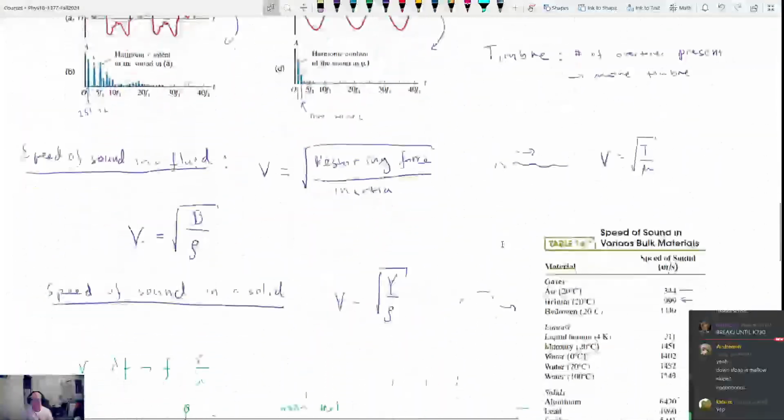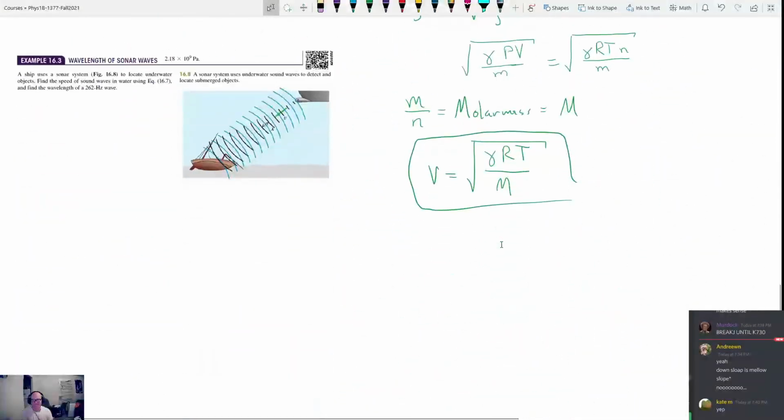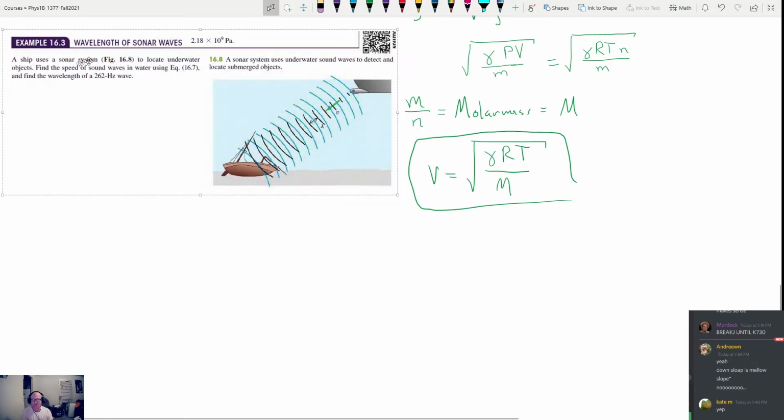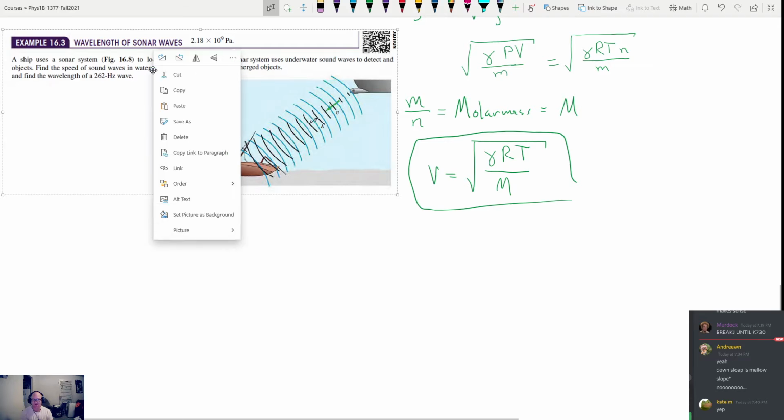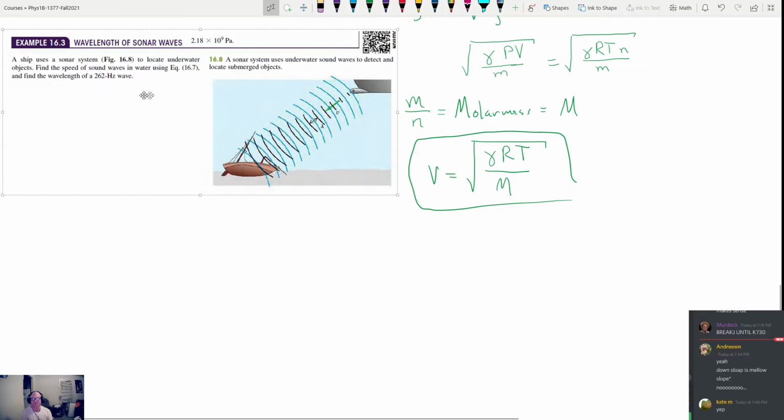Anyway, here's our problem. A ship uses a sonar system to locate underwater objects. Find the speed of sound waves in water using equation 16.7 and find the wavelength of a 262 hertz wave. I put up here what the bulk modulus was. That's the bulk modulus for water.